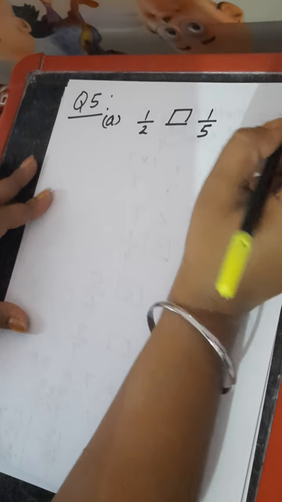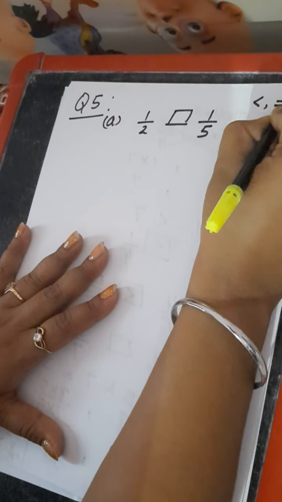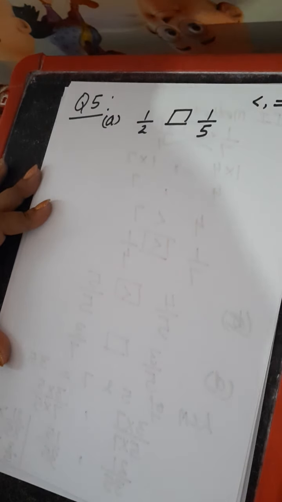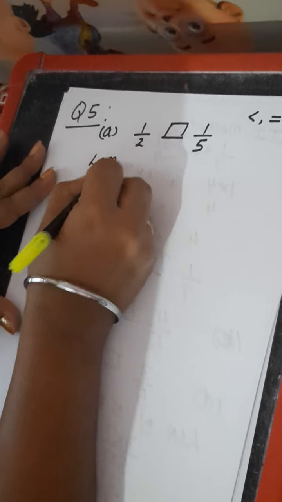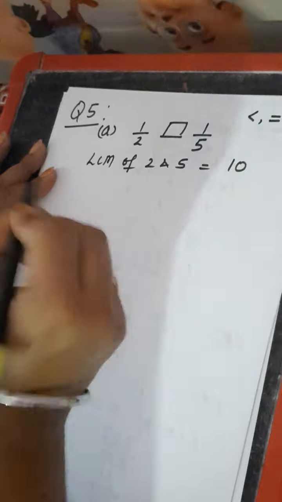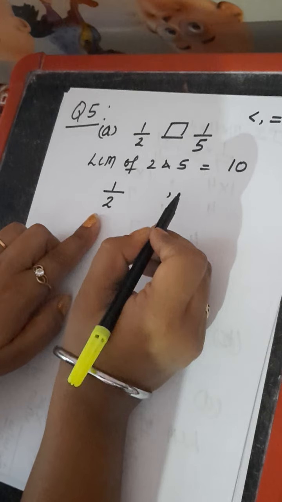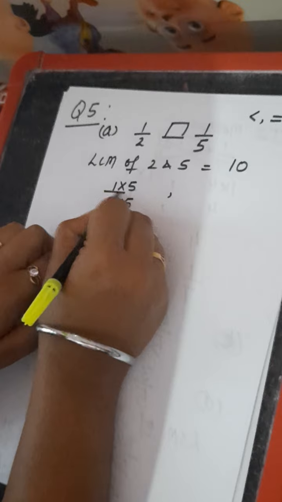Two fractions are given to you and you have to compare the fractions by the appropriate sign, whether you have to use lesser, equal or greater. As we have done, there are 2 methods, the cross product method or taking LCM, and I will solve this by taking LCM, but you can opt for any method. Here the LCM of 2 and 5 is 10, so 1 upon 2. By which number do I multiply 2 so that I will get 10? I have to multiply 2 by 5. In the same way you have to multiply 5 in the numerator.